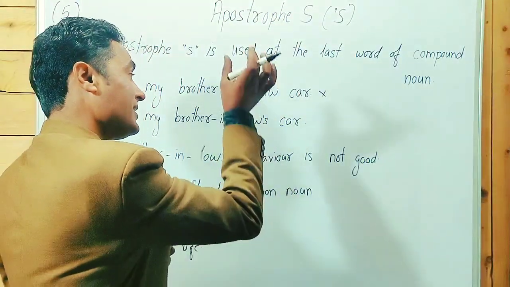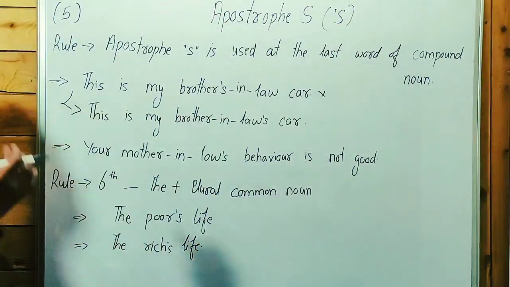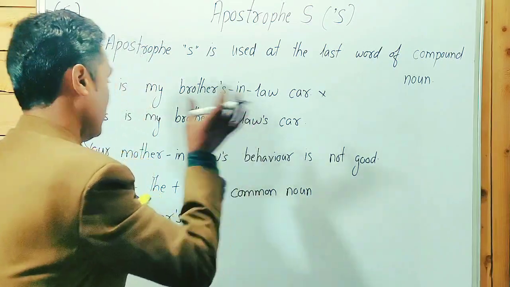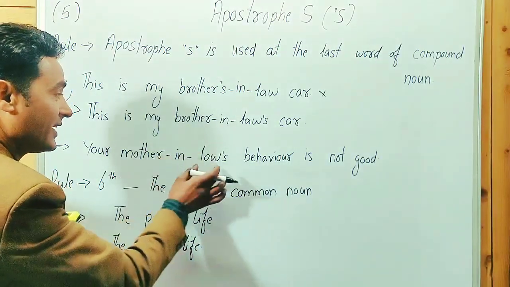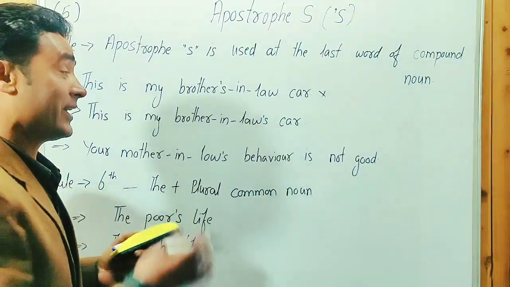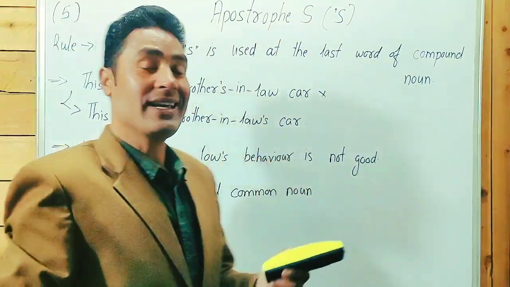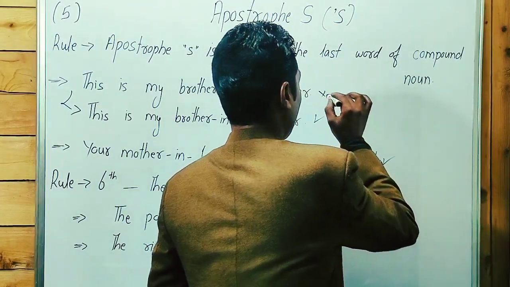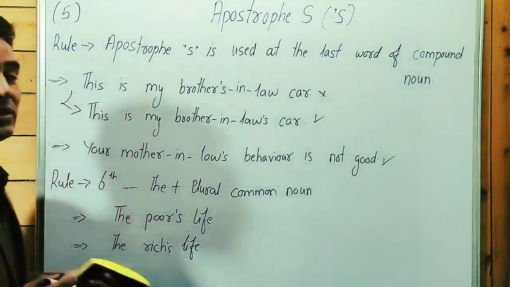Possession apostrophe s is added at the end of the noun, at the last word. Your mother's-in-law's behavior is good. Incorrect. We have to write, your mother-in-law's behavior is good. Now it's a correct sentence. This is also a correct sentence. Okay, first one is incorrect. And guys, point to be noted.